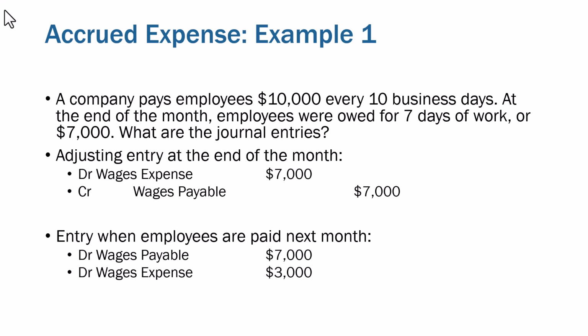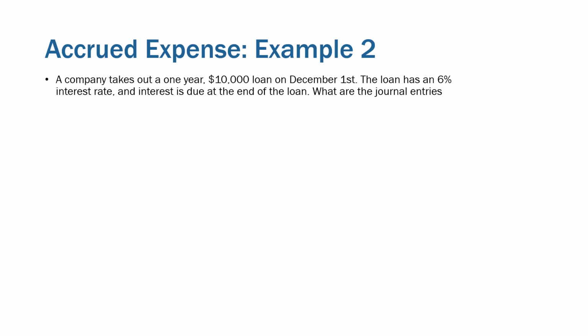Now, we pay them every 2 weeks. So now they're going to work the extra 3 days. If you look up above it, it said that they get paid 10 grand every 10 business days. In December, they'd worked 7 days. So now they work the remaining 3 days in January. We record that expense and then we pay them the whole $10,000. All right, that is one example of an accrued expense. Another example of an accrued expense, this one's a little bit longer here.